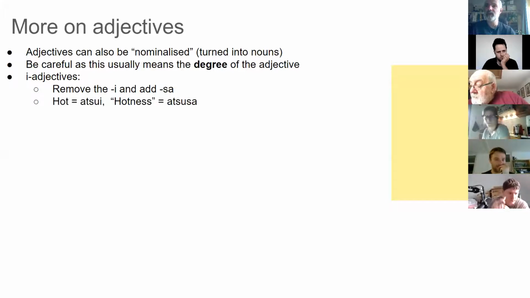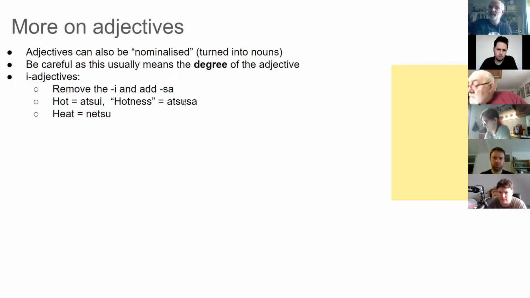So our basic example is atsui. Hotness becomes atsusa. Remember, this doesn't mean the temperature, and it doesn't literally mean the physical energy form of hot, which is heat, because that's netsu. But this means how hot it feels to you. So, I can't deal with this hotness. It's so hot.